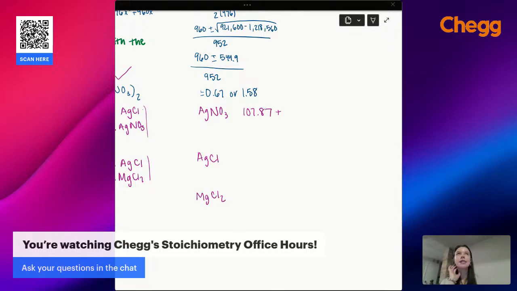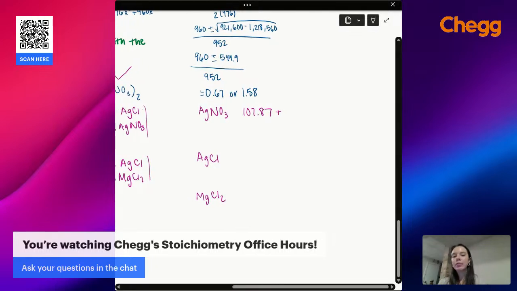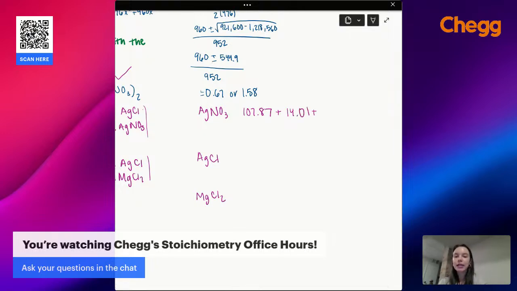If you didn't really understand how we found molar mass the first time, this might be more visually helpful. Plus 1 N, so 14.01 from the periodic table, plus 3 O's, so 3 times 16. Then we'll simplify 107.87 plus 14.01 plus 48, and put that in our calculator. Try to beat me to solving this. Type your answer in the chat when you have it. If you got 169.88, you are correct.